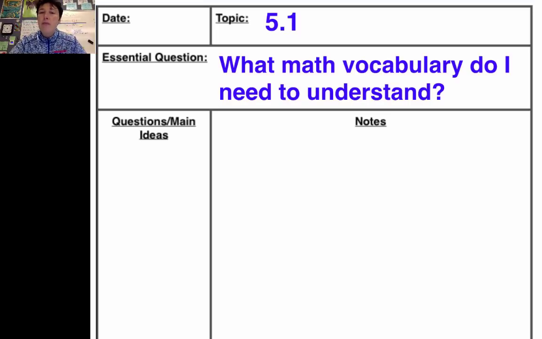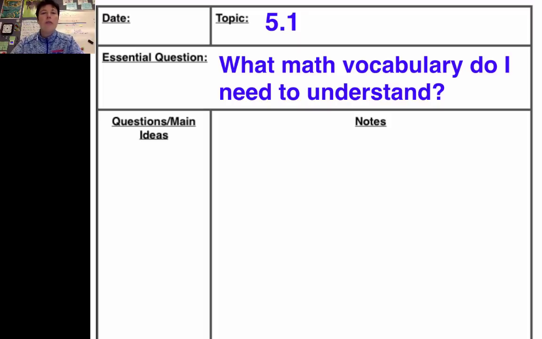So our topic is 5.1 and we are going to work on what math vocabulary do I need to understand for this unit. And we have a lot of vocabulary words. We have a lot of words in math and some of them mean lots of different things. So it takes some practice to kind of get used to them.